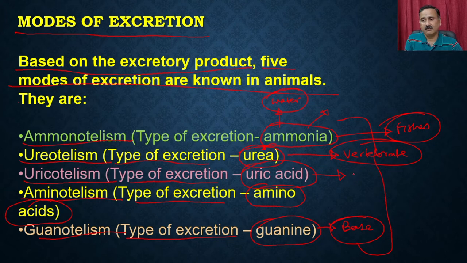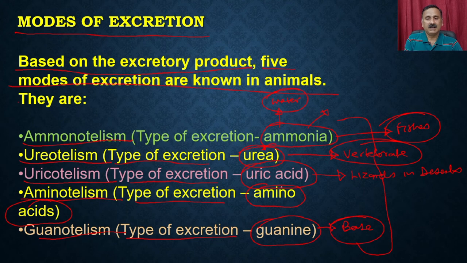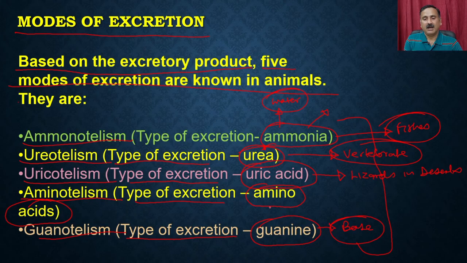and that is found in the different types of organisms where water is very scarce. For example, many lizards found in deserts use uric acid instead of ammonia or urea, because the conversion of ammonia to urea also requires some amount of water, right? And that is very costly for these organisms, because they are living in the desert, so they cannot survive. The other mode also depends on the local environment, right? Depending on the availability of different types of resources, these are the different modes in which excretion is performed by the different organisms.